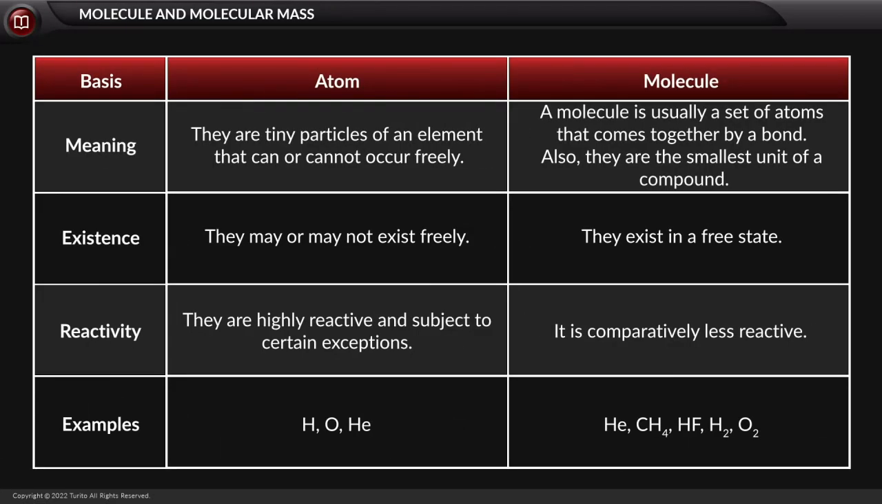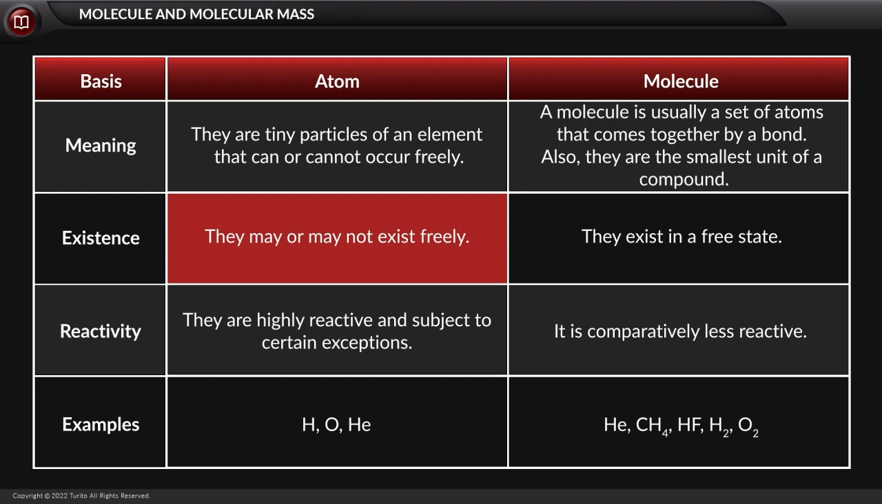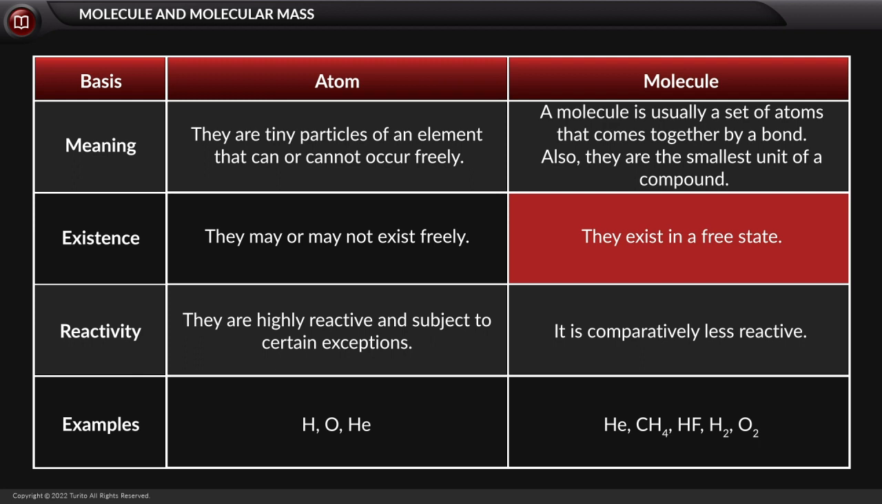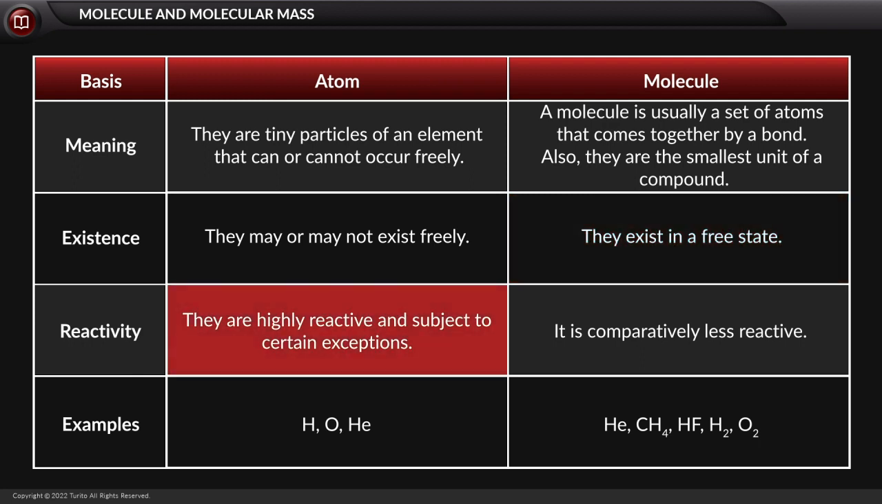Now let us see the difference between atoms and molecules. Atoms are tiny particles of an element that can or cannot occur freely, while molecules are usually a set of atoms that come together by a bond. Also, they are the smallest unit of a compound. Atoms may or may not exist freely. On the other hand, molecules can exist in a free state. Atoms are very reactive. In contrast, molecules are less reactive.